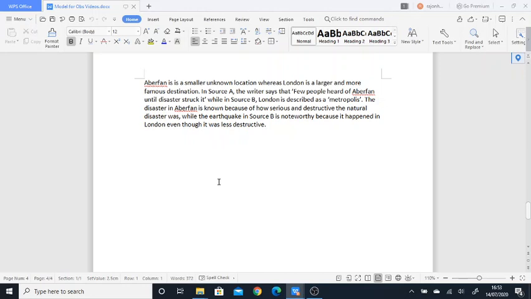Now remember, this question is not about language analysis. It's more about your understanding. What do you understand by it? Can you find main differences in the writer's ideas? So the next thing that we do, the final thing, is give an inference, which is the disaster in Aberfan is known because of how serious and destructive the natural disaster was, while the earthquake in Source B is noteworthy because it happened in London, even though it was less destructive. So here you've got clear difference, evidence, and an interesting inference. Okay, now I'd like you to try and find 2 or 3 other clear differences or ideas about the two texts and have a go yourself.